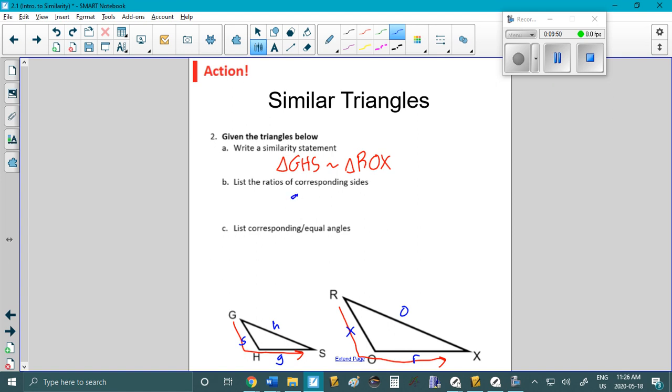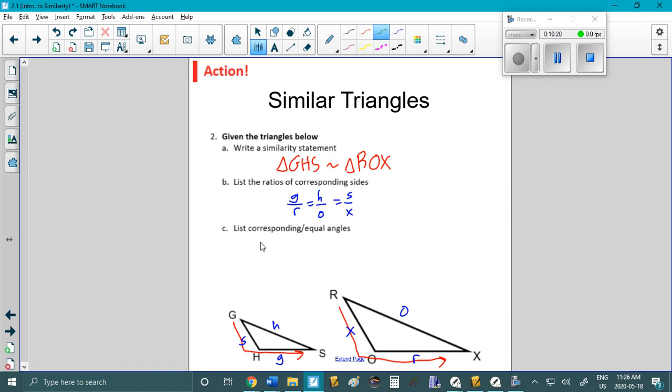So we say g over r. So the first side here over the first side here is the same as the ratio of the second side to the second side, is the same as the ratio of the third side to the third side. And you'll notice that on top you have the first triangle, GHS, except for little letters, because little letters are used for sides. And on the bottom, you just have this triangle written again, ROX. So that's it. Like there's not much more to it.